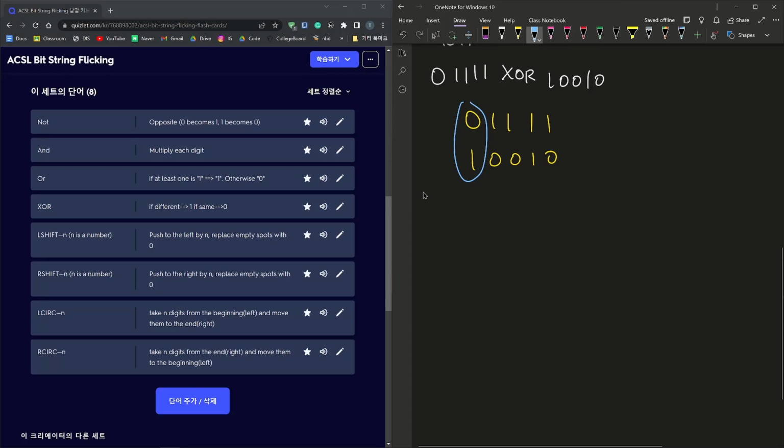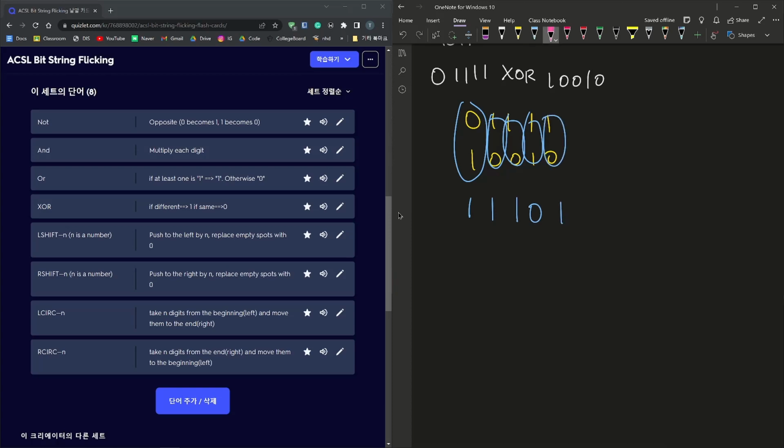First one, they are different. If different, we output 1. They are different, we output 1. They are different, we output 1. They are the same, so we output 0. These two are different, we output 1.